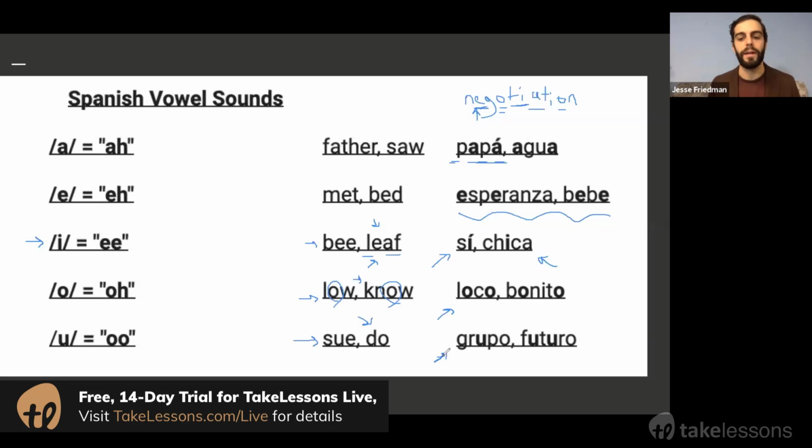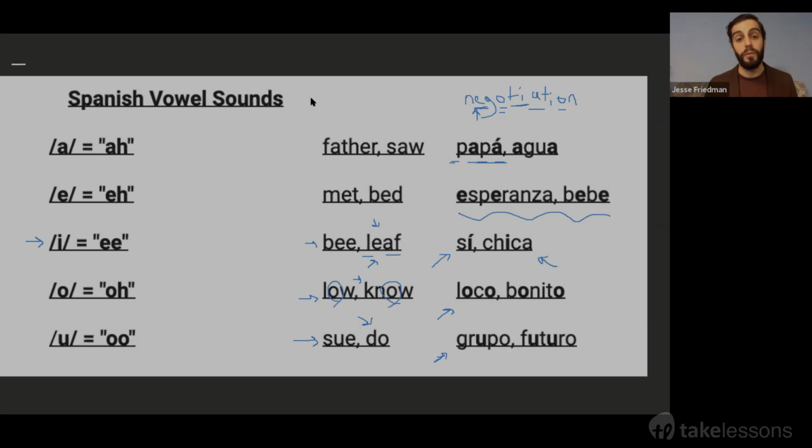These sound like grupo and futuro. Grupo, futuro. What do those mean? Type them into the chat, please. Very nice. Group and future. Now, these words may seem random. They are random in a sense. And we're just using them in order to demonstrate the vowel sounds.